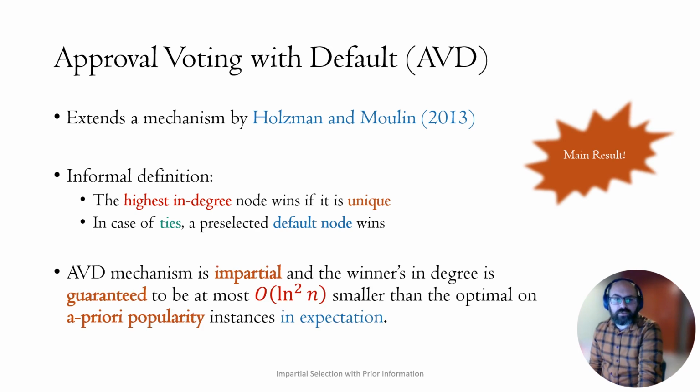Our main result of this paper shows that this mechanism, somewhat surprisingly, achieves a polylogarithmic difference between the optimal mean degree and the mean degree of the winner in the a priori popularity model.